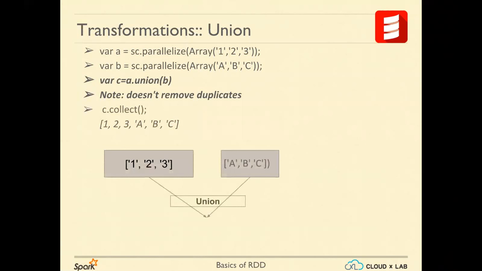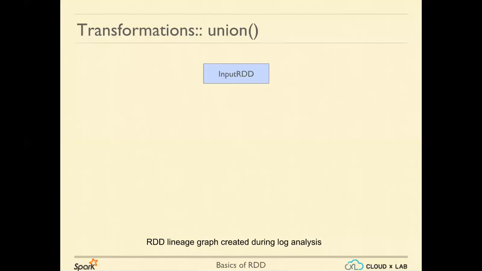So essentially union is concatenating two RDDs into one. Please note that after union, the C that you see here is also another RDD. All right, so this is what union does. Now the practical use cases of union are many, and we will see some of them.